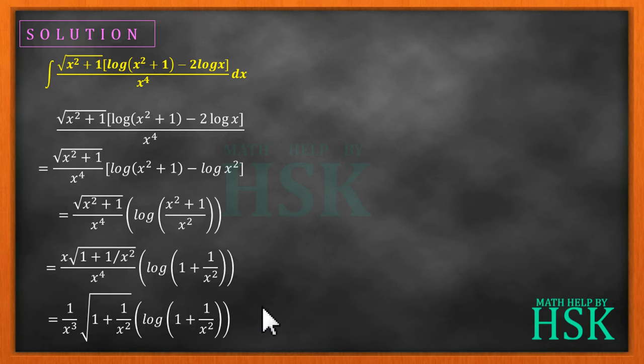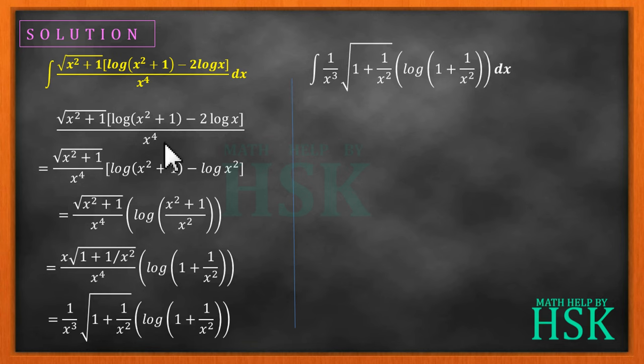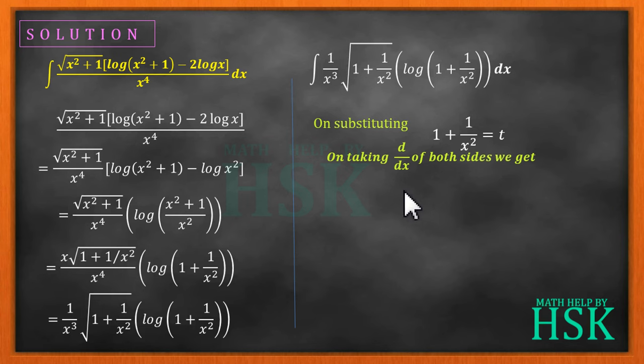Now, the integration of this value is the same as integration of this value. Now I'm going to substitute 1 plus 1 upon x square is equal to t. On differentiating both sides with respect to x, I'm going to get minus 2 upon x cube dx is equal to dt, or 1 upon x cube dx is equal to minus 1 by 2 dt. I don't think there should be any explanation of how we obtained this term, so I'm leaving it up to you.